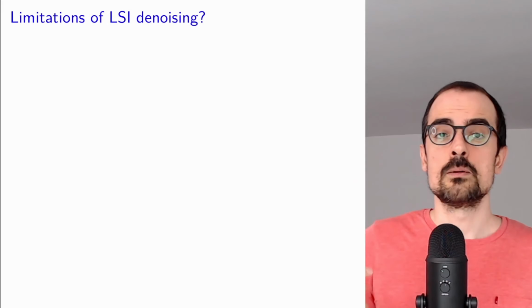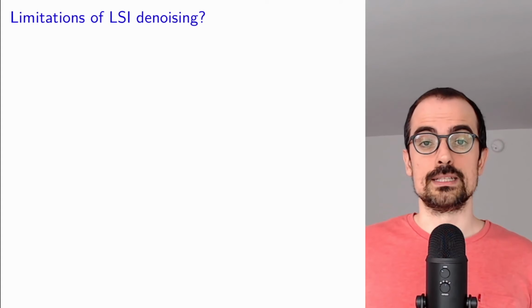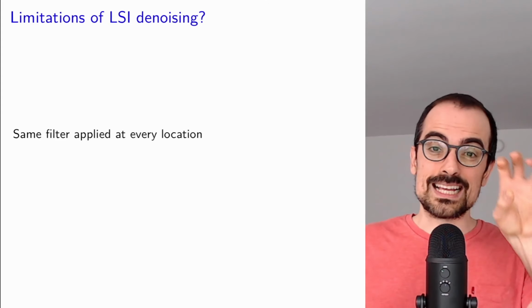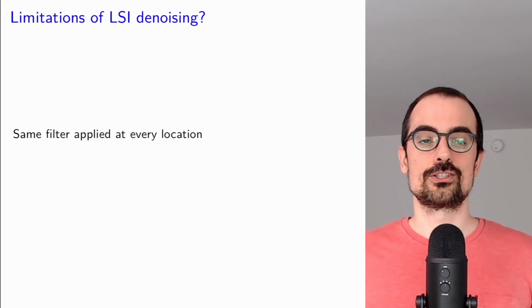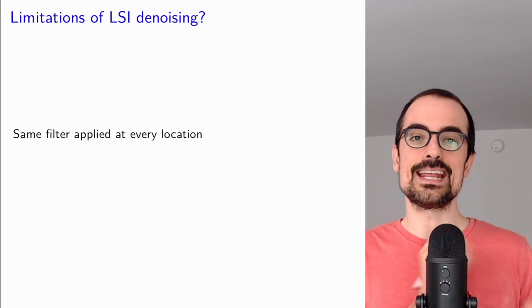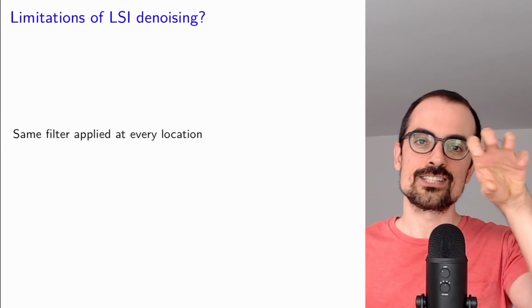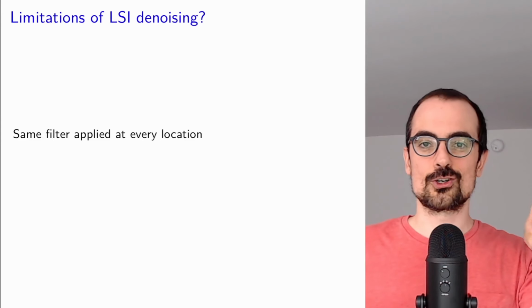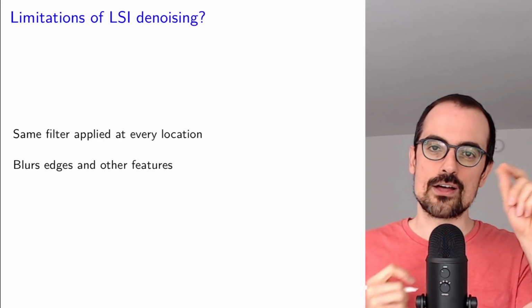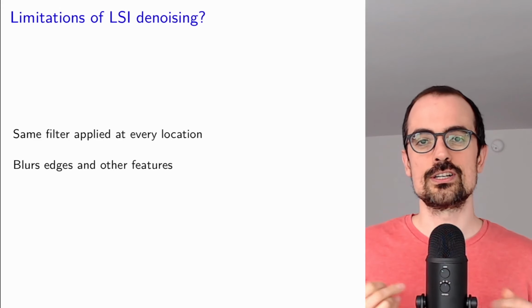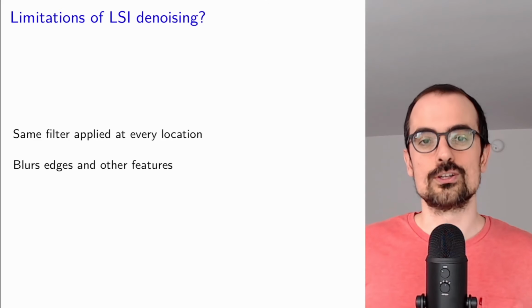It's not that bad, but linear shift invariant denoising has some important limitations. Mainly, we're applying the same linear filter at every location of the image. So for example, imagine what happens at an edge. We're basically doing the same weighted average at an edge as at a part of the image that is constant. So this often results in blurring edges and other fine scale features, and hence losing denoising quality.